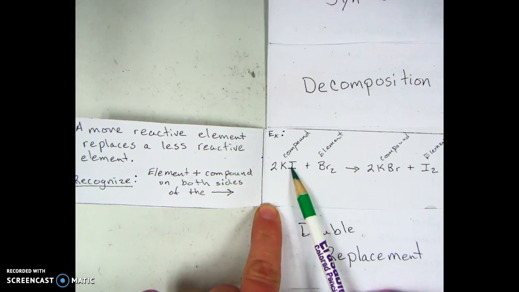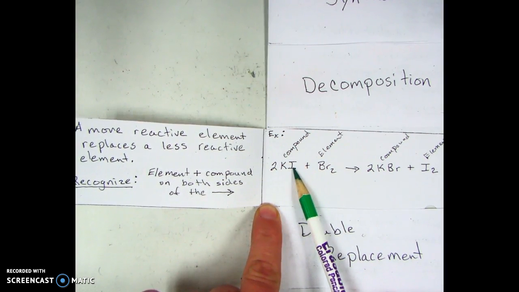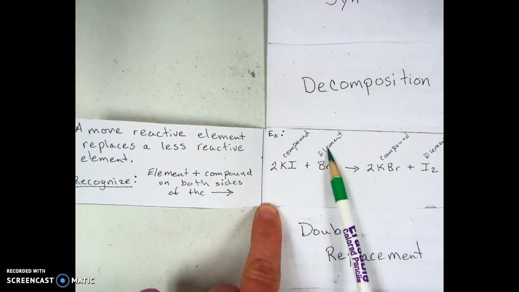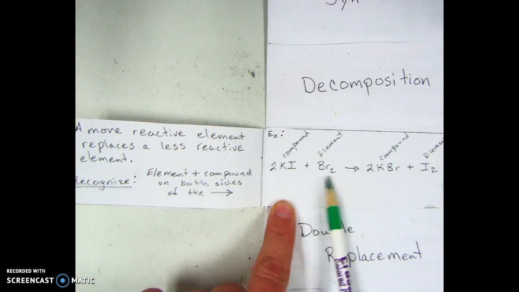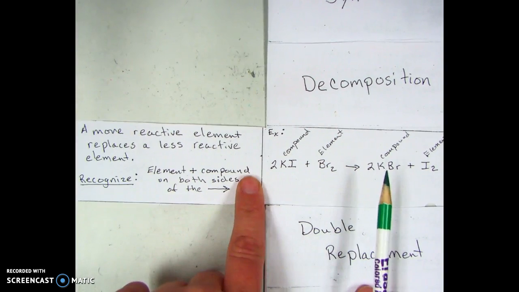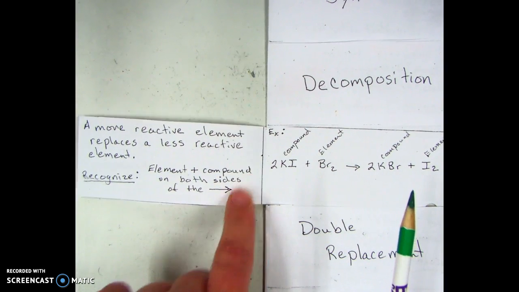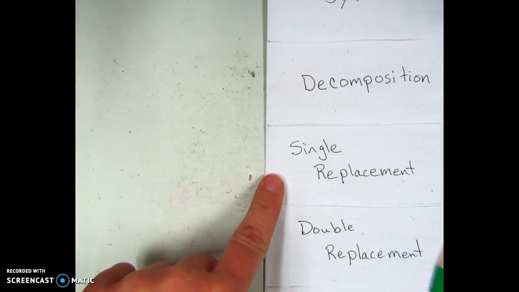So we have potassium iodide, which is my compound. Bromine is my element, and it gave me a compound plus an element. We're going to use the activity series for single replacement on Tuesday of next week, so we'll look at that.